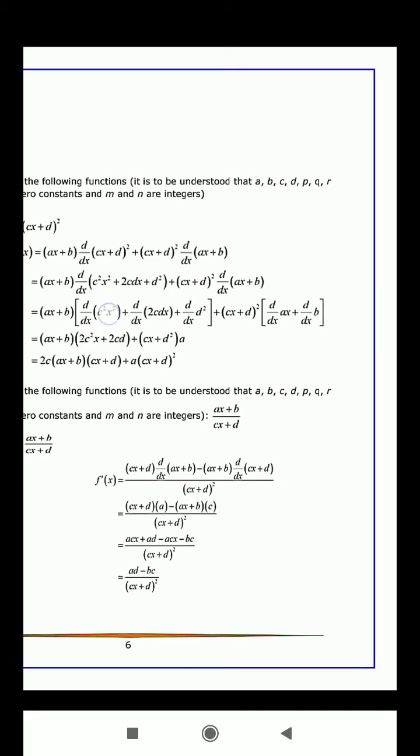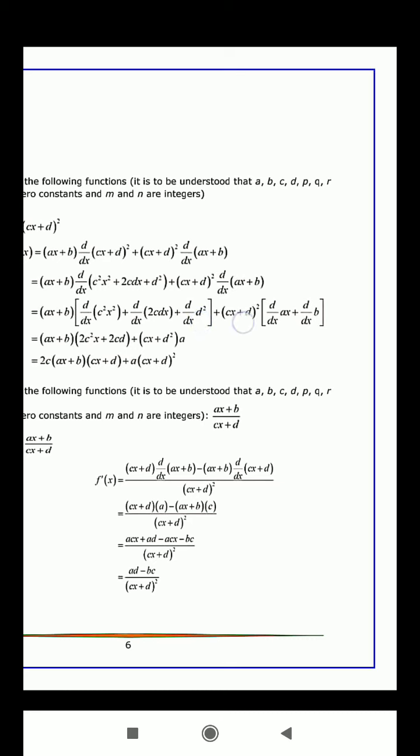So for c square x square, c square as it is, we take the constant outside, and the derivative of x square will be 2x. In this, 2cd outside, the whole term 2cd is constant and derivative of x will be 1, so you will get it as 2cd only. D square is a constant, so its derivative is 0.